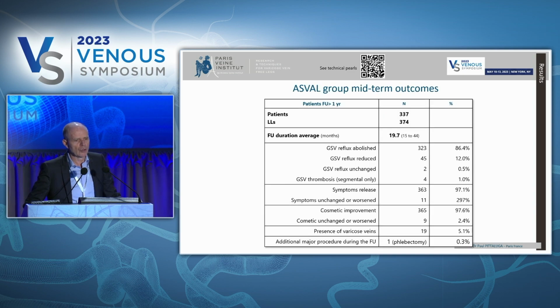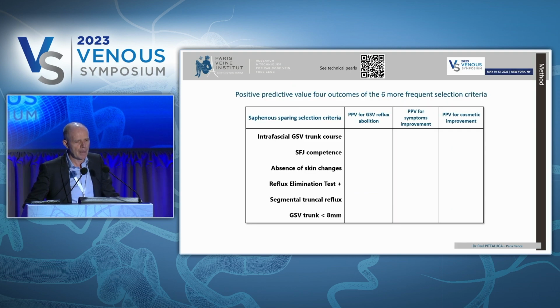The midterm outcomes of these patients treated by micro-phlebectomy alone showed that the reflux was abolished in 86%, with symptom relief and cosmetic improvement in 97%, the presence of residual or recurrent varicose veins in 5%, and a need of an additional major procedure in only 1 case, consisting in limited phlebectomy.